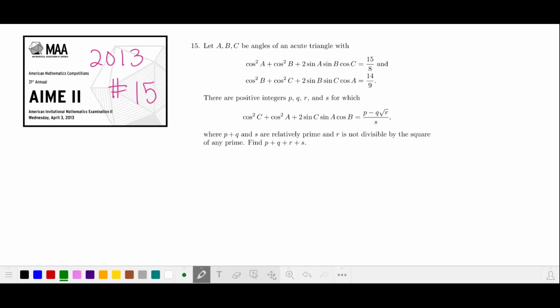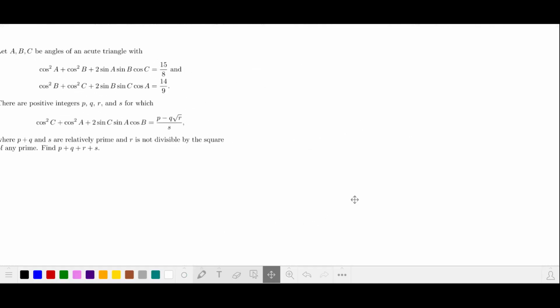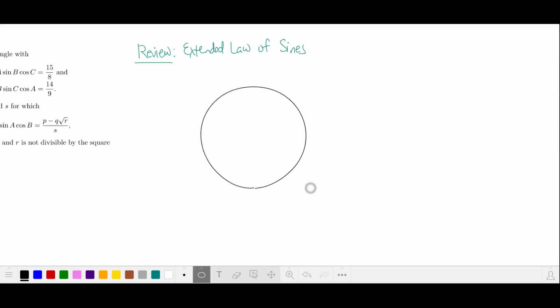I'm going to begin with a review of the extended law of sines. This is pretty easy to prove. We'll take a triangle ABC and put it inside of its circumcircle. Then we'll draw this segment BD so that it's perpendicular to BC. So we have a right angle here. And then I'm going to draw segment CD.